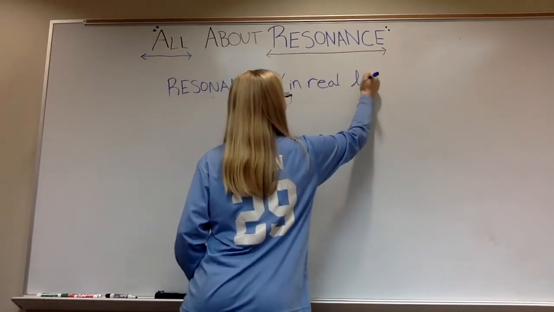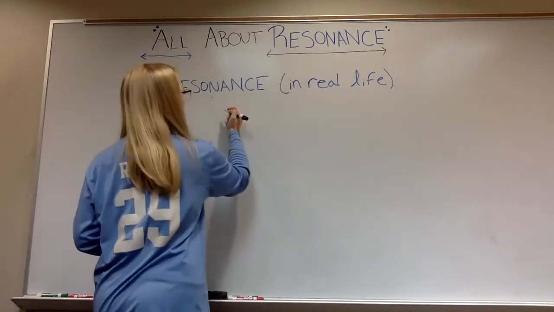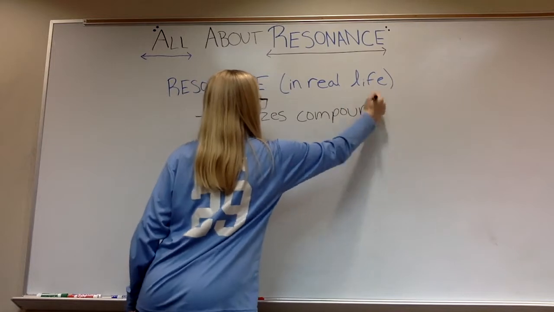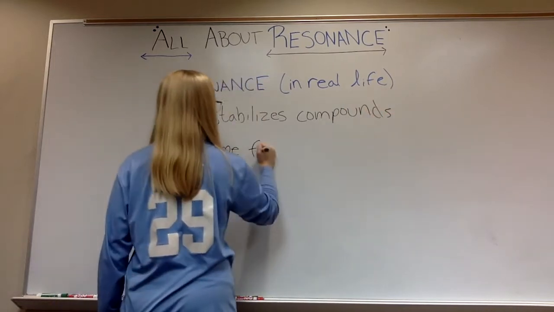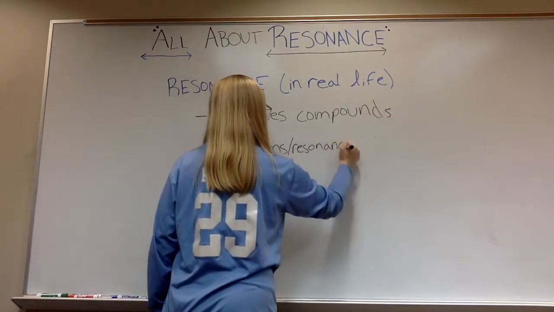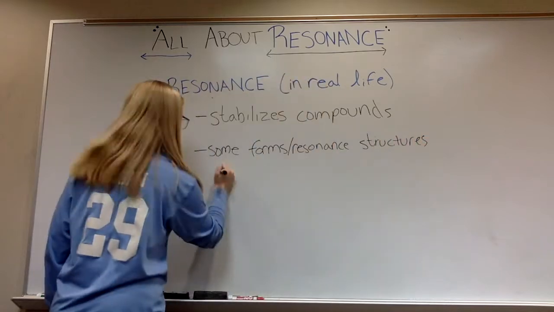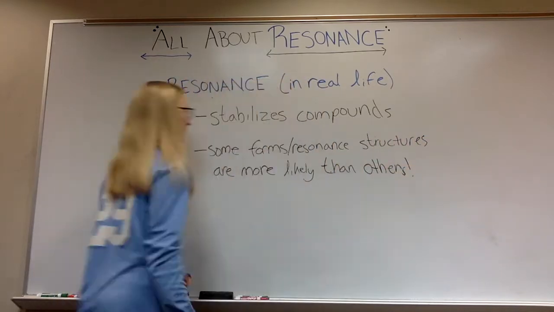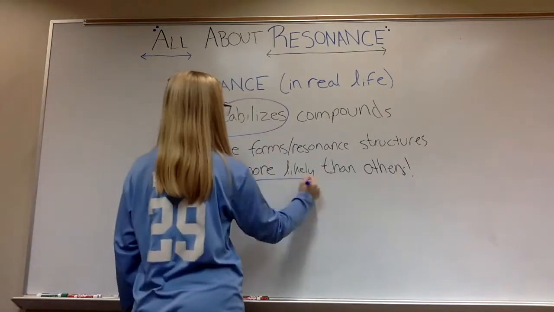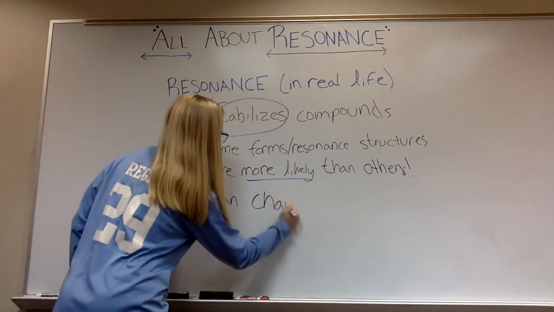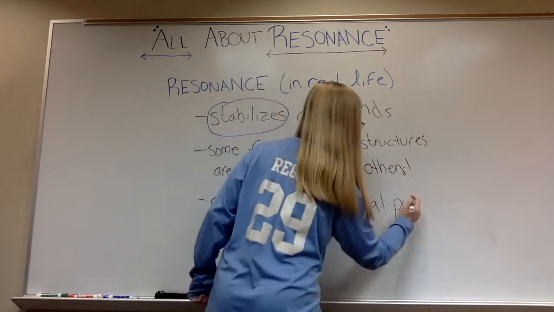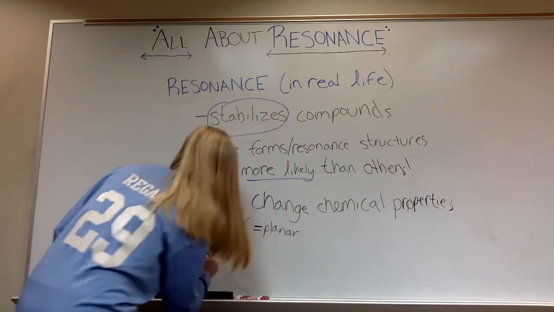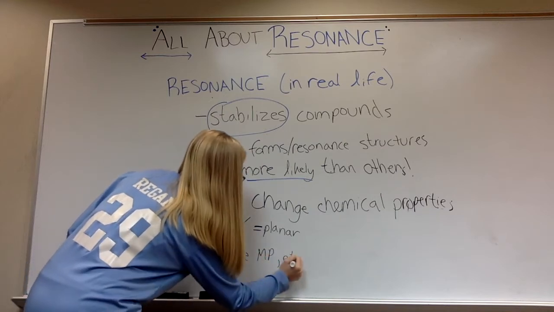Resonance in real-life applications is able to stabilize compounds. So when resonance is present in a compound, it's actually more stable than structures that do not have resonance. Some forms are more likely to form than others, and we'll get back to this when we talk about major and minor contributors. And resonance can also alter the chemical properties like boiling point, melting point. It can also affect its planarity. For example, if a double bond forms, it becomes planar.